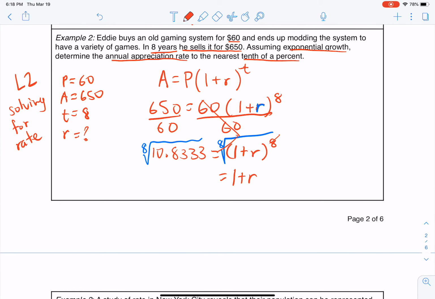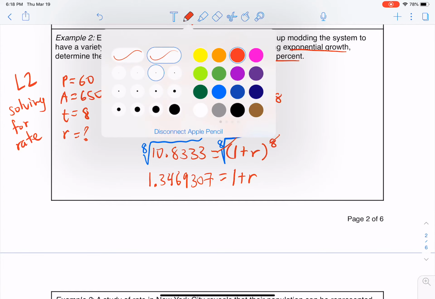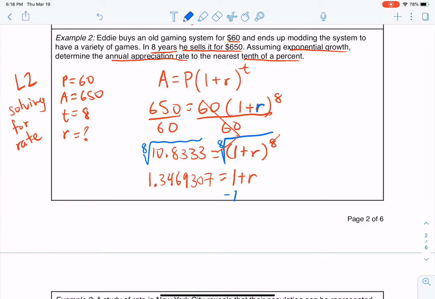So we'll come back here. Okay, we're almost there. To solve for r, I would subtract 1 from both sides.